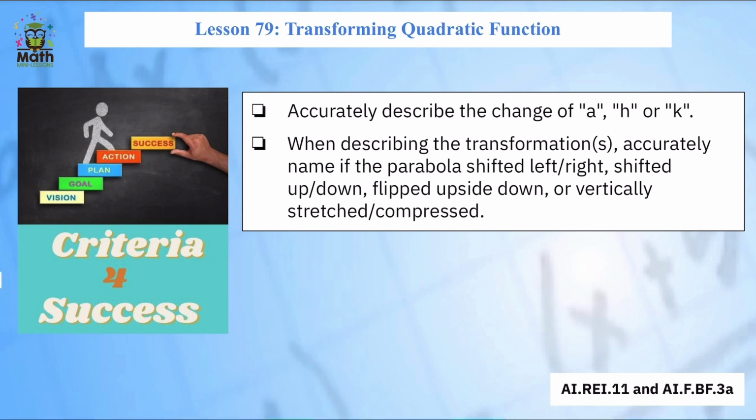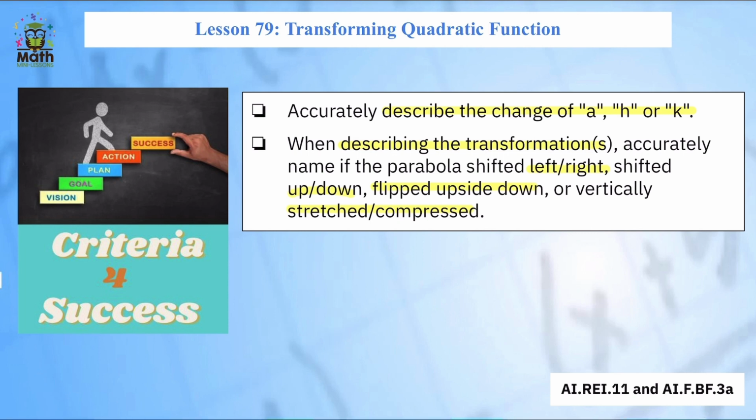All right, so let's look at the first one, our CFS. We're going to describe the changes to a, h, and k, which you may remember from our vertex form equation, and being able to describe the transformations accurately, knowing whether it's shifting left or right, up or down, if it's flipped, if it's stretched or compressed. All those things will be revealed in this lesson.